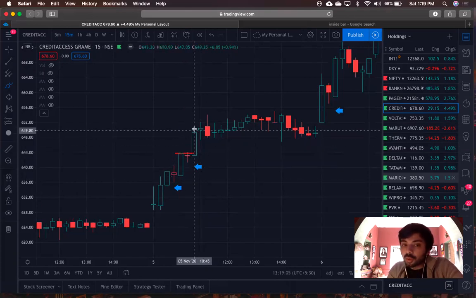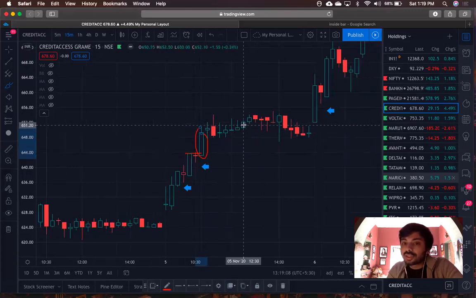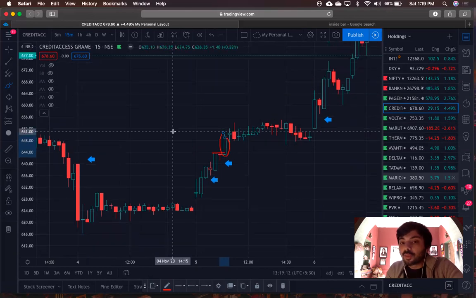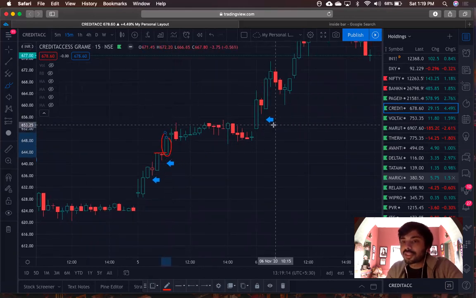Once this high is broken, you go long on this candle and you can see the profit opportunity the markets have given you. Another example would be on the 6th of November, just about yesterday.